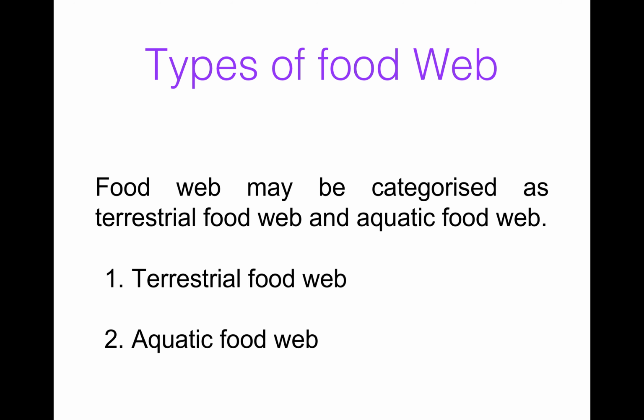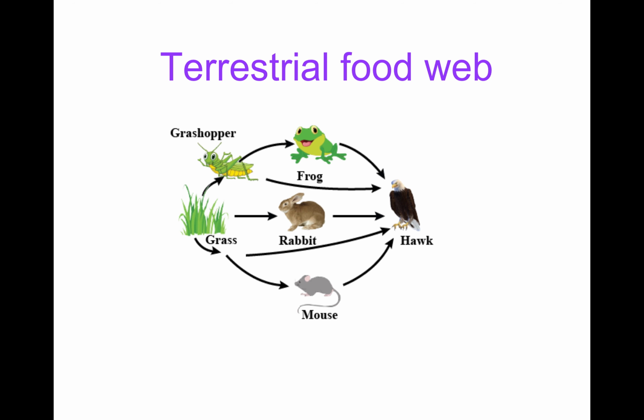Now, types of food web. Food web may be categorized as terrestrial food web and aquatic food web. First, we will see terrestrial food web. In this, you can see the grass is being eaten by grasshopper, rabbit, or mouse.